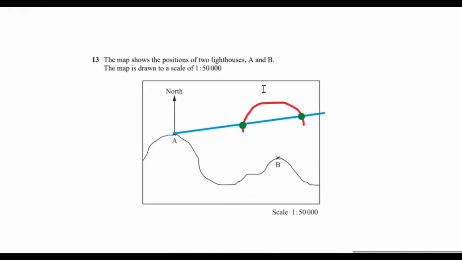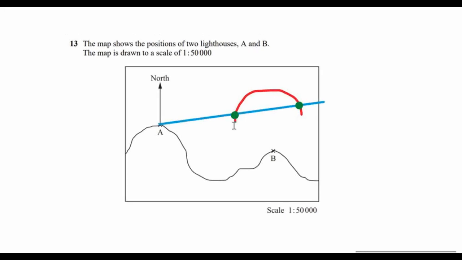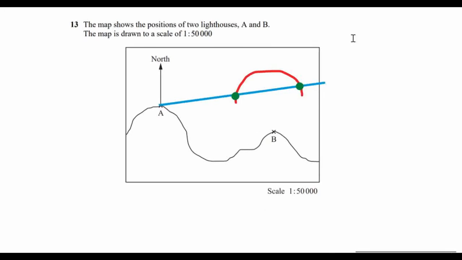Now we will get a sketch like this. The intersection is the position of ship S, the two positions of ship S, which is 80 degrees from A and 1.8 kilometers from B. These are the two possible positions for ship S.